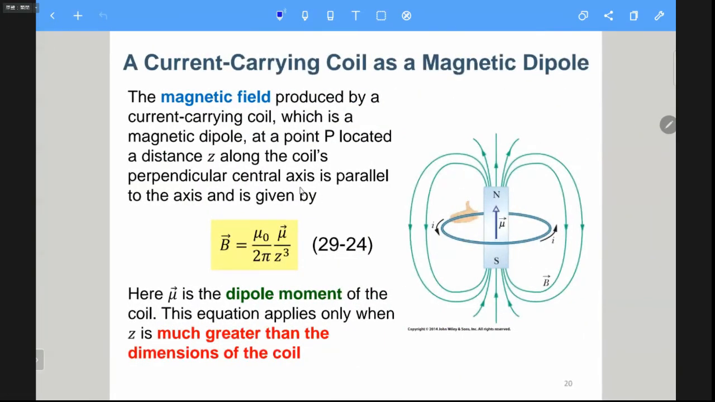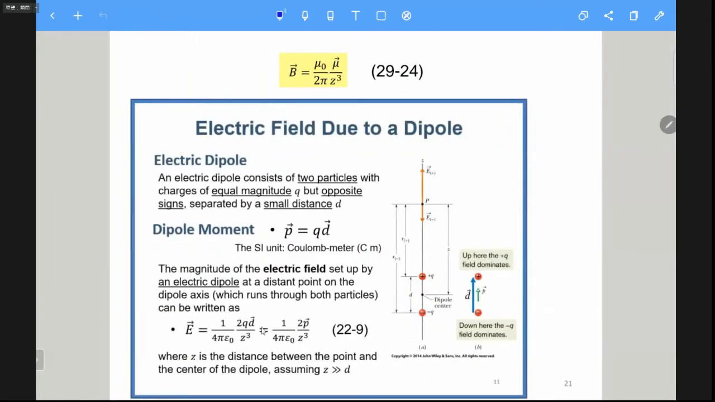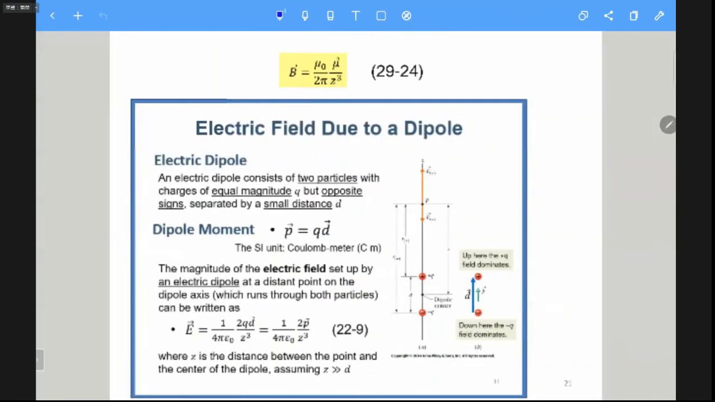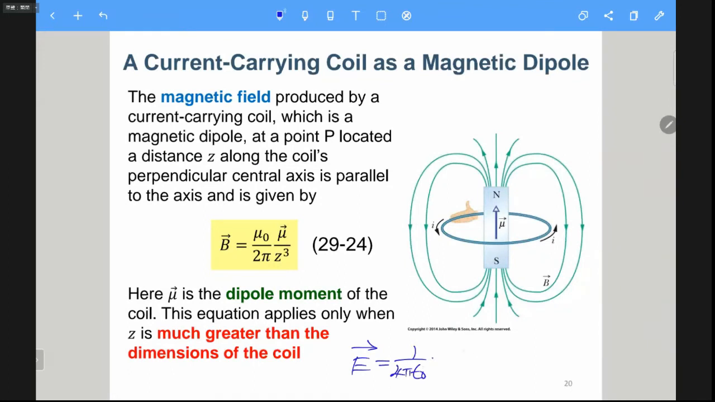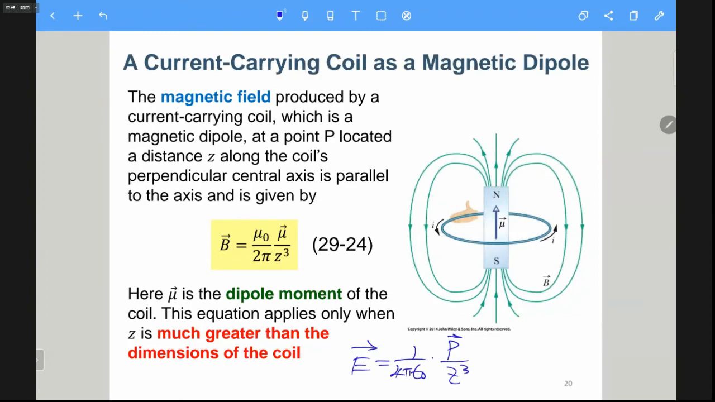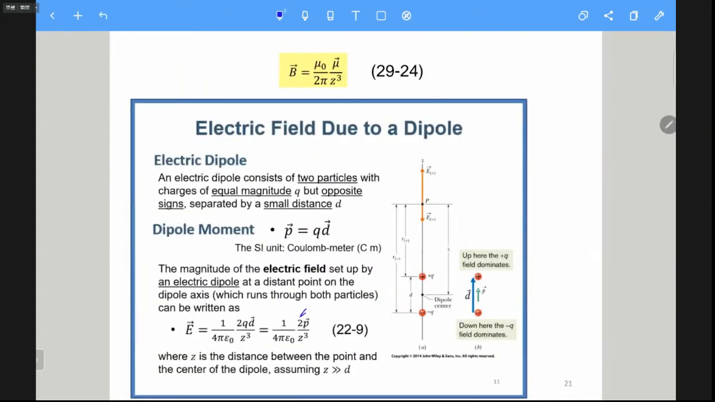So next, we talk about the current carrying coil as a magnetic dipole, which actually has the same form as the electric dipole. Here we can see E equals 1 over 4 pi epsilon naught, 2p over c cube, where p is the electric dipole moment. Okay, so as you can see, we still have a factor of 2 here.